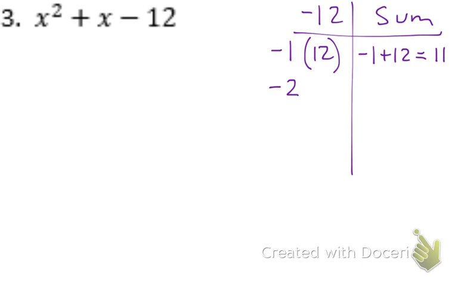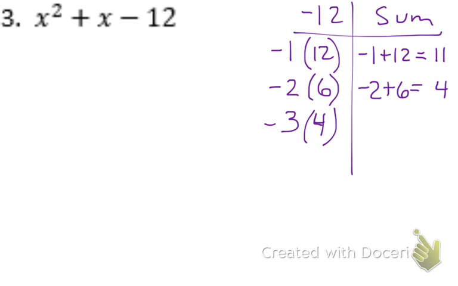Negative 2 times positive 6 is negative 12. Negative 2 plus 6 is positive 4. Negative 3 times positive 4 is negative 12. Negative 3 plus 4 is positive 1. That's the one we want. So split your middle term into negative 3x, positive 4x.